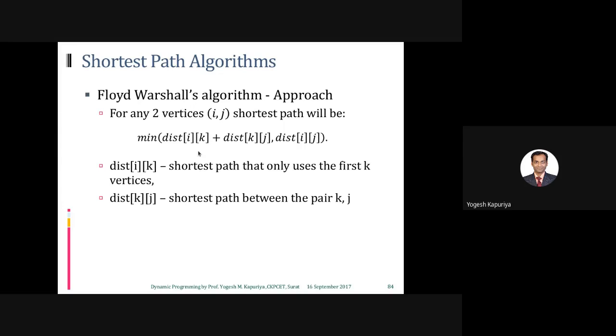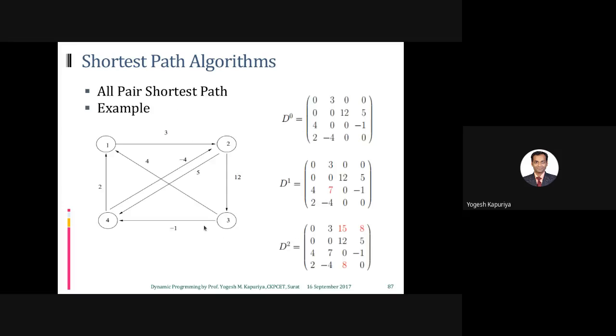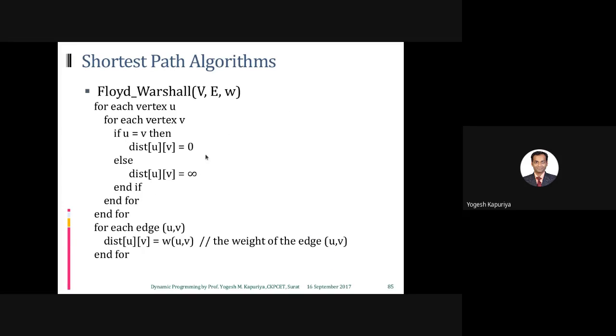Minimum of these two. Now again, this intermediate vertex can be 1, it can be 2, it can be 3, it can be anything. So you will have different values of k, starting from k equal to 1 to n minus 1. So that's why you say distance of ik is what? The shortest path that only uses the first k vertices. That means if your k value is 2, then 2 intermediate vertices; if k value is 3, then 3 intermediate vertices. So this is the algorithm.